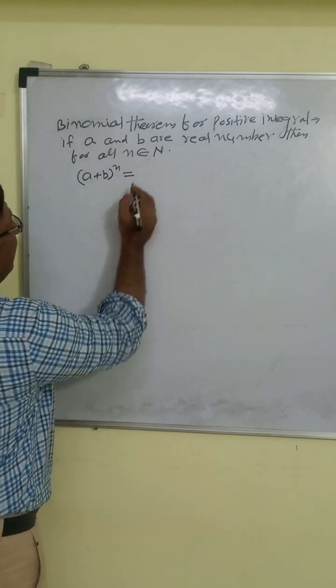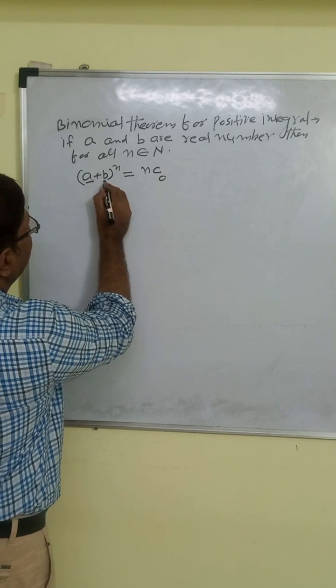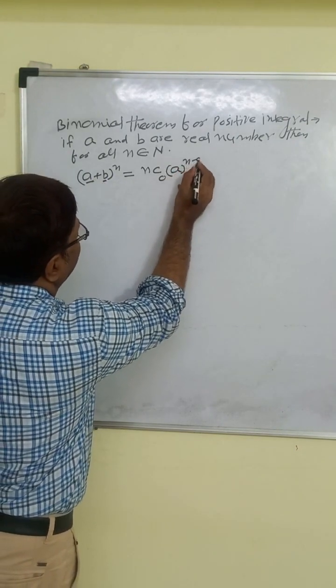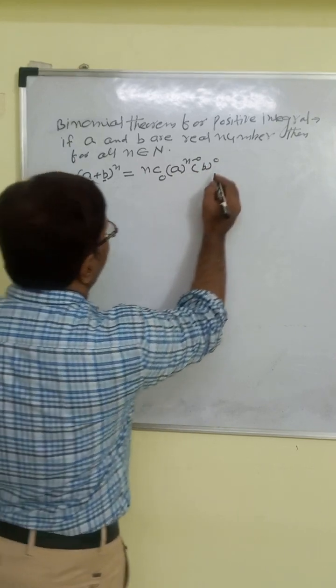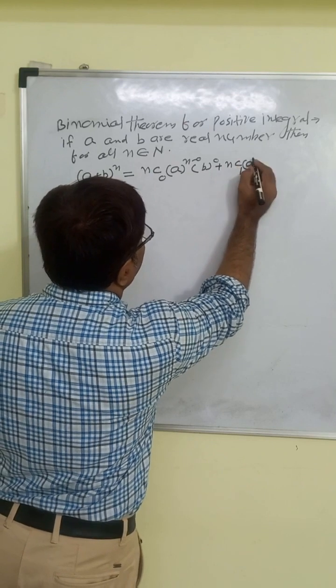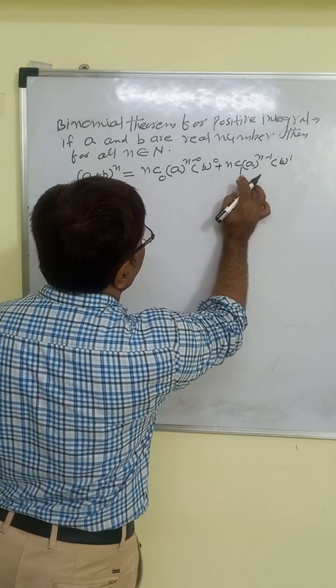So expansion will be what? nC0, a is the first term, b is the second term. So first term power will be n minus 0, into the second, b power 0. In the same way nC1, first will be a with power n minus 1 and second will be b power 1.